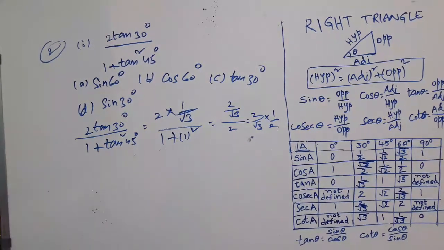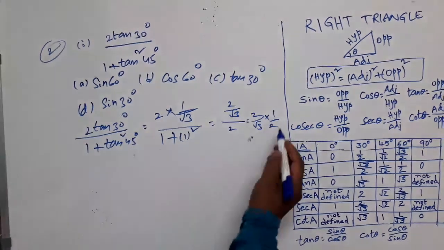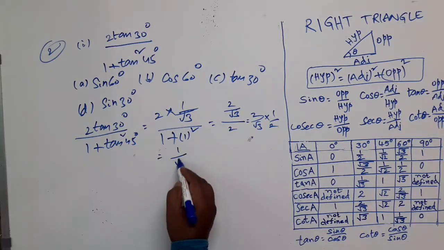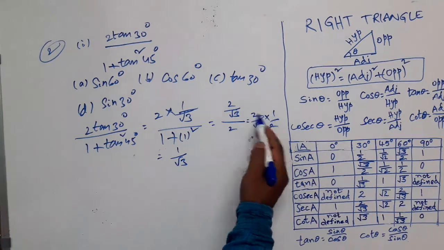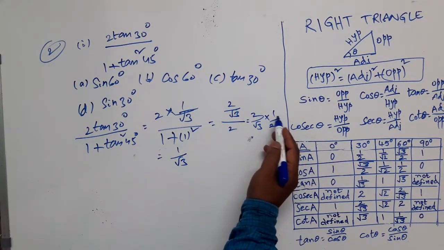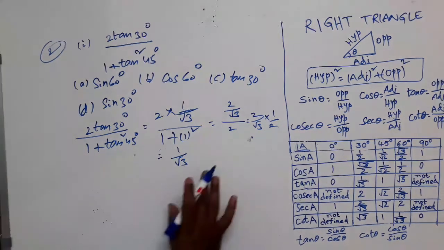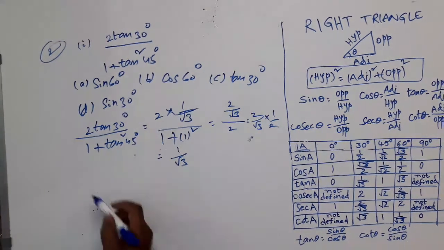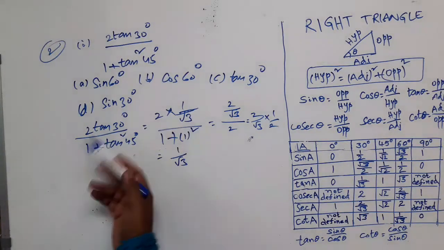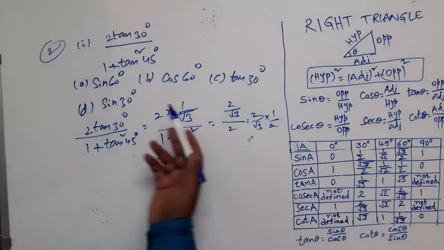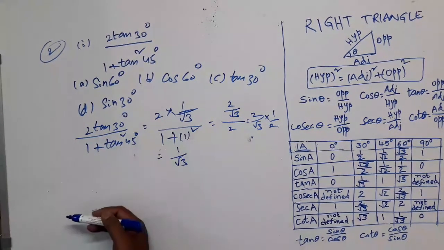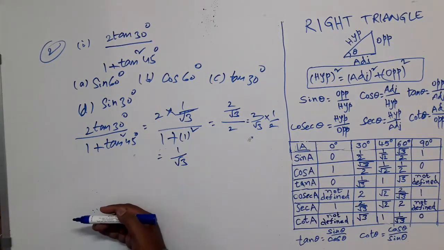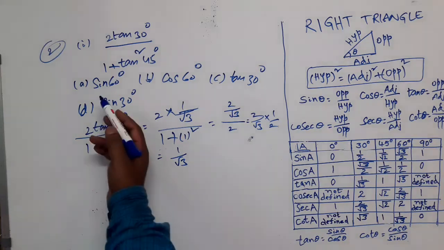The 2s cancel each other. So what will be remaining? 1 by root 3 is remaining. So 1 by root 3 is the answer. But in this question he has given you 4 options, and you are supposed to decide which option is correct.